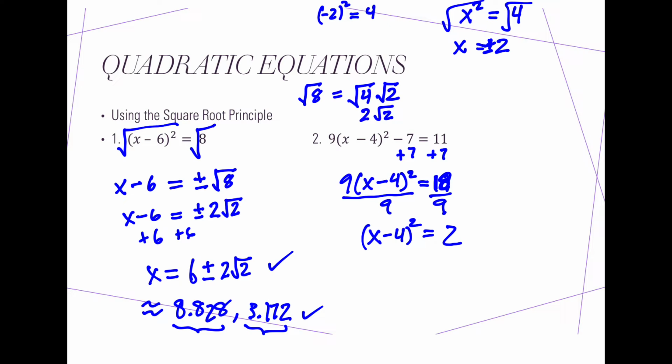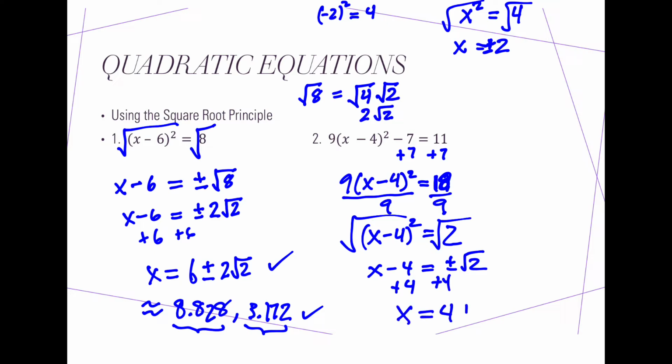Now I have the expression that was being squared, or raised to the second power, isolated. So at this point, I will take the square root of both sides. That leaves me with x minus 4 equals the positive and negative square root of 2. Adding 4 to both sides to get x by itself, we have 4 plus and minus the square root of 2. Writing out the approximations then, we have 4 plus square root of 2, which is approximately 5.414. And then subtracting the square root of 2 gives me 2.586.